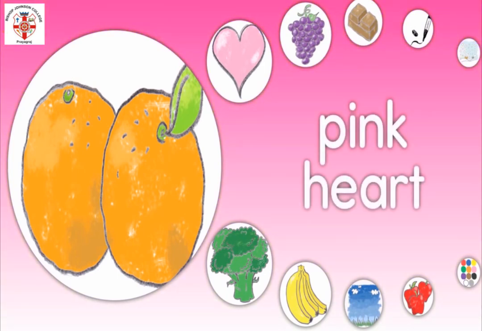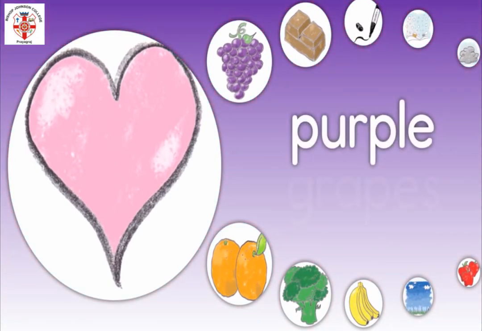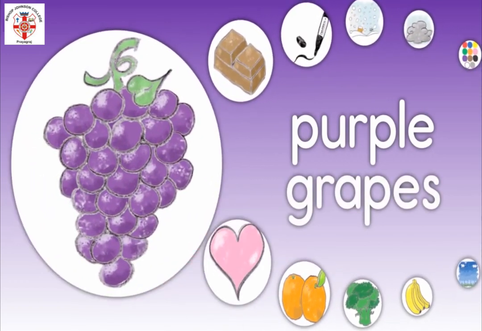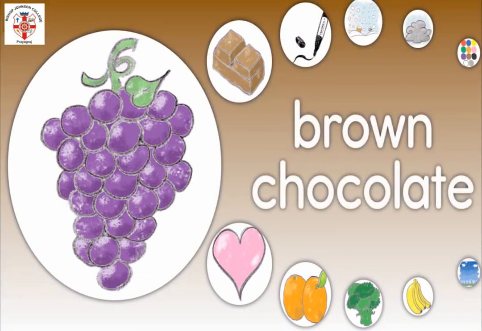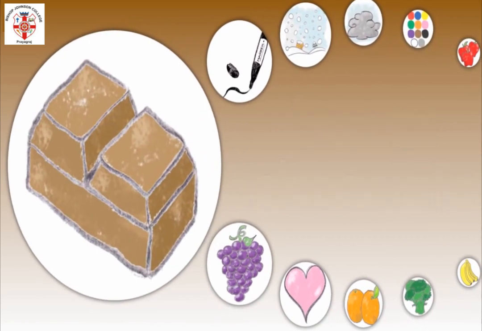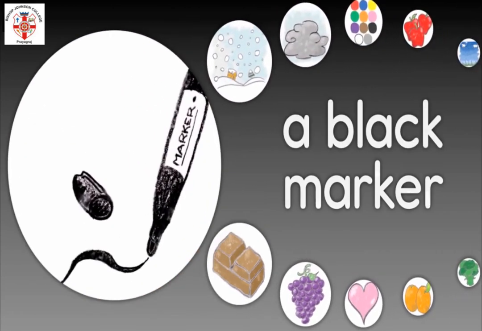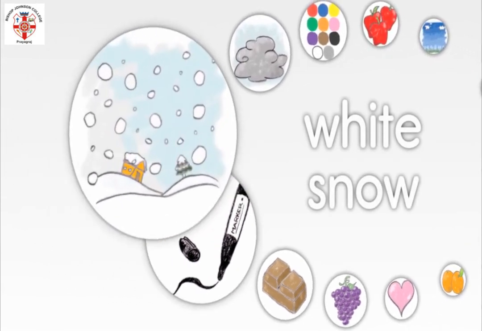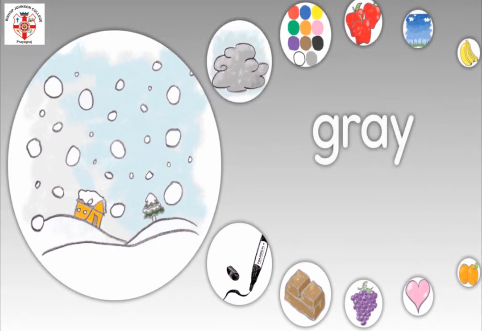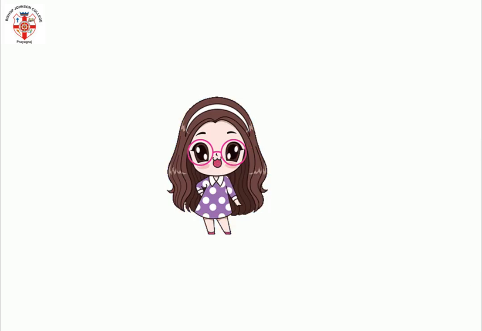A pink heart. Purple grapes. Brown chocolate. A black marker. White snow. A gray cloud. Very good, everyone.